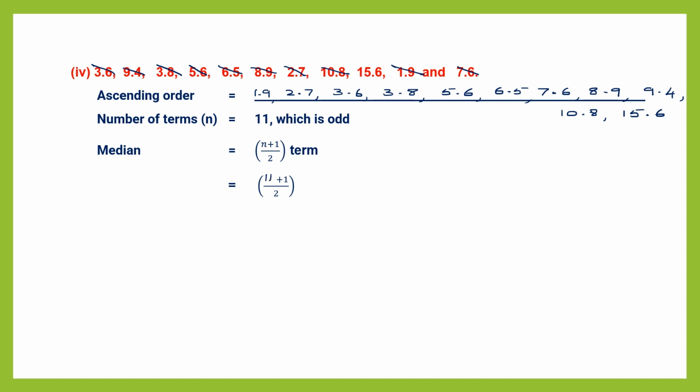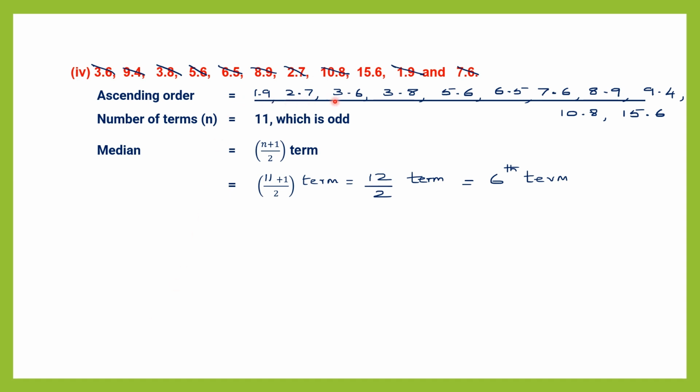So (11 plus 1) by 2, that term. 11 plus 1 is 12, 12 by 2, that term. And 12 by 2 is how much? 12 divided by 2 is 6. That means the sixth term. The sixth term is the median.